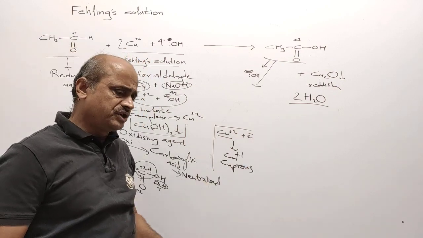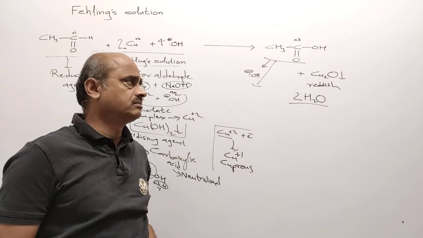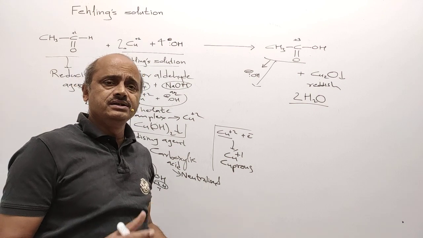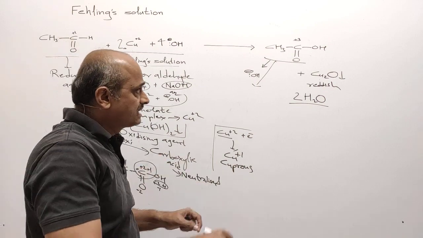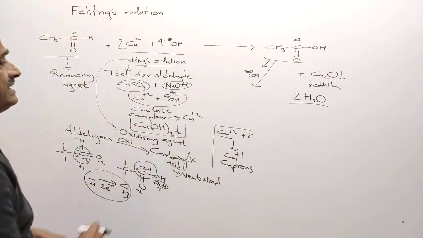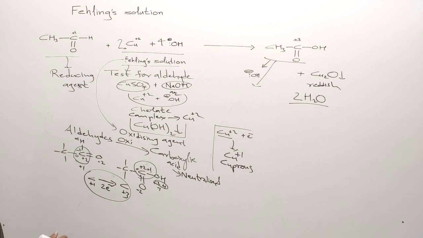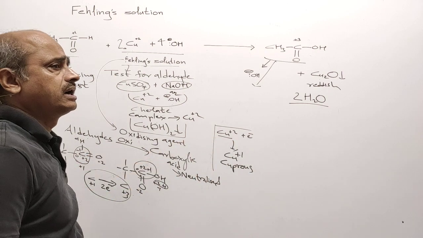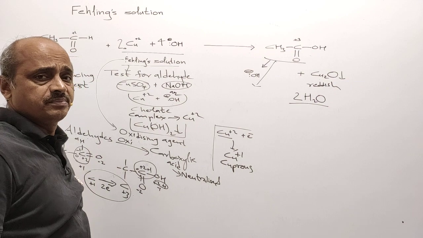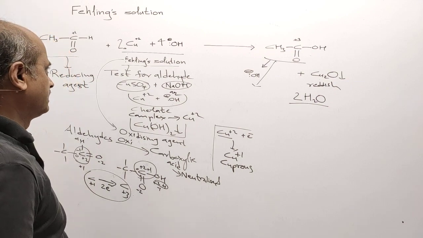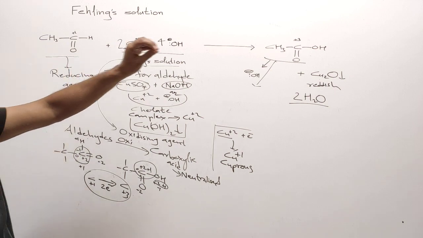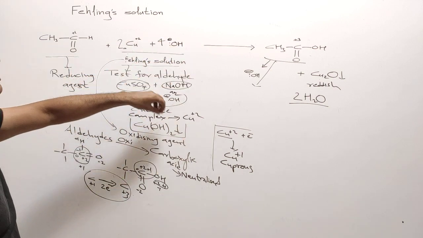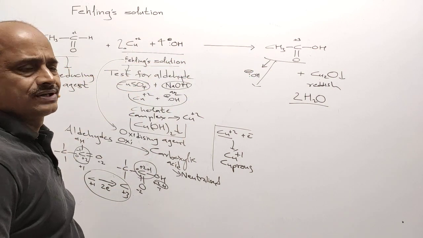And for whatever multiple choice questions, whether it is JEE or NEET, it is expected that you go into these details, and only then will you be able to solve multiple choice questions properly. So overall it is a redox reaction. Aldehydes get oxidized to carboxylic acid, and Fehling solution gets reduced to a red precipitate of cuprous oxide.